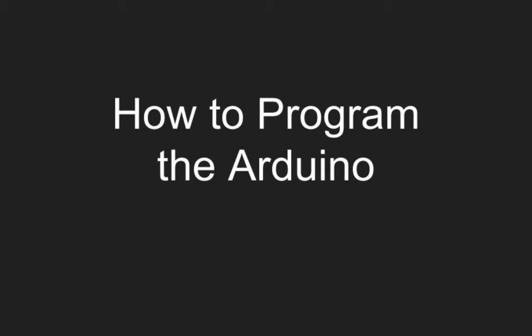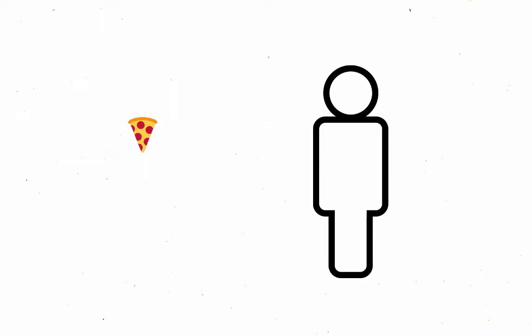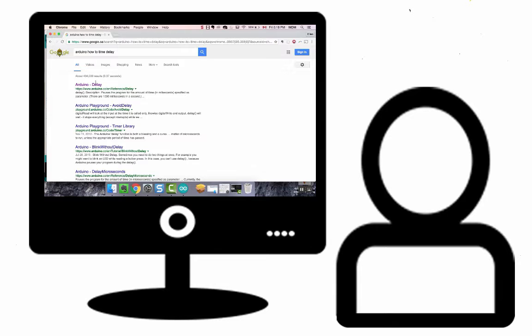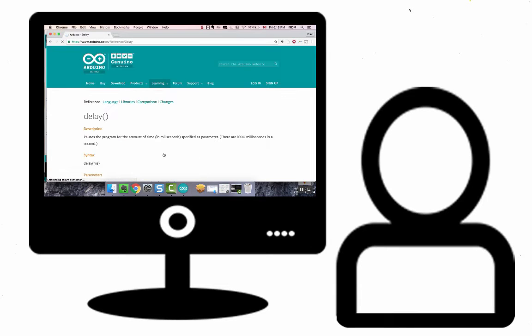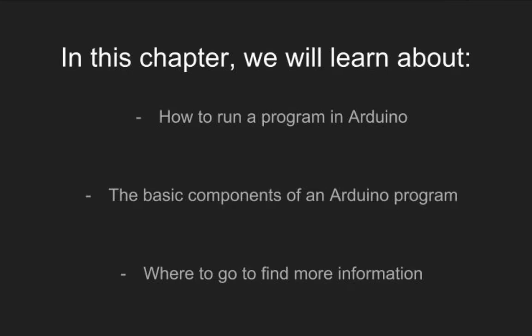How to program the Arduino. Once you understand how the grammar of a language works, it is easy to look up words and make your own sentences. Similarly, once you understand how to format Arduino, you have the ability to find the words or phrases you need to build programs. This is the software component of this course.